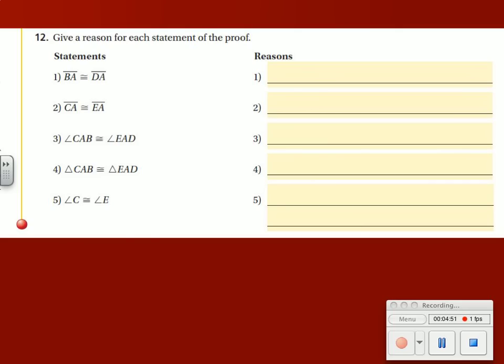So we're going to finish out this proof. Segment BA congruent to segment DA is given. Segment CA congruent to segment EA is given. Angle CAB is congruent to angle EAD because vertical angles are congruent. If we look at the two angles there, those are vertical angles. So I can say the two triangles are congruent by side, angle, side.